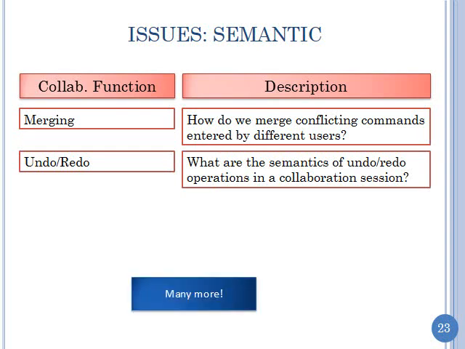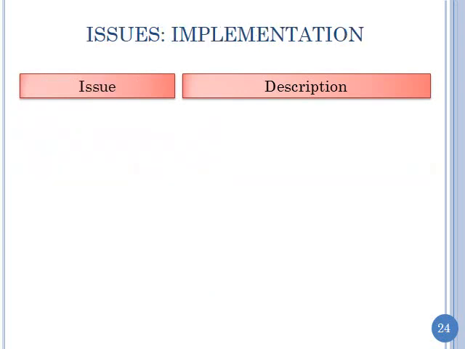There are many more issues. Okay, but these are the ones we'll look at. And undo redo we'll look at very implicitly, as a subset of merging. Okay. And so these are the design issues. Okay, then there are implementation issues.